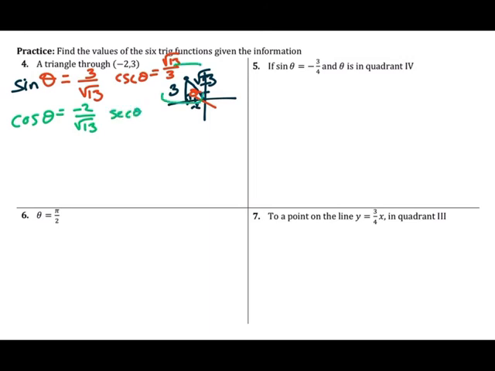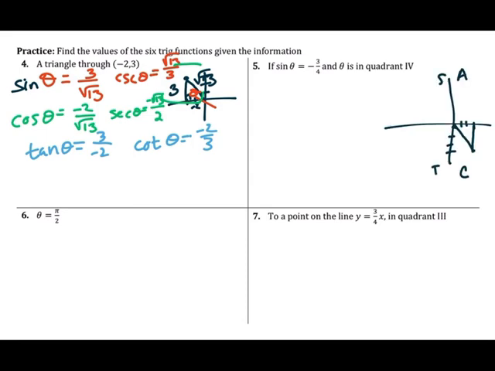So secant of theta would be negative square root 13 over 2, or you can leave the negative sign with the 2 in the denominator. And last but not least, tangent of theta is opposite, which is 3, over adjacent, which is -2, meaning that cotangent of theta is -2 over 3, or 2 over -3.